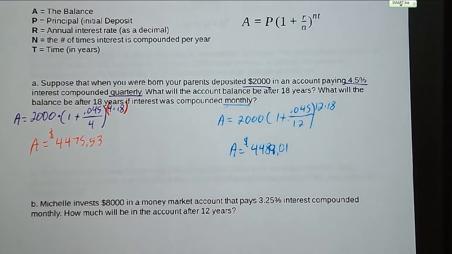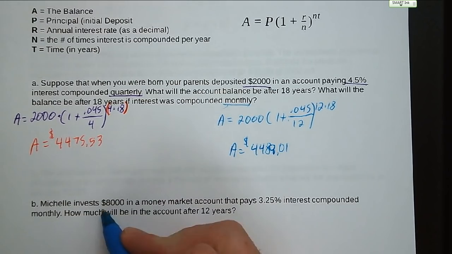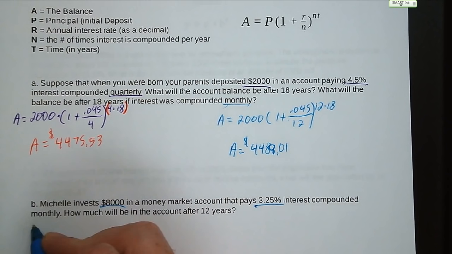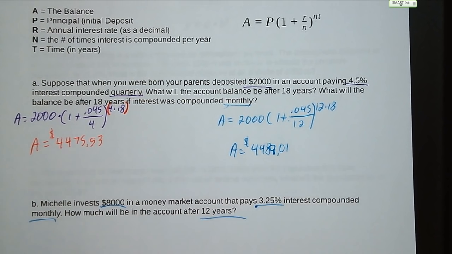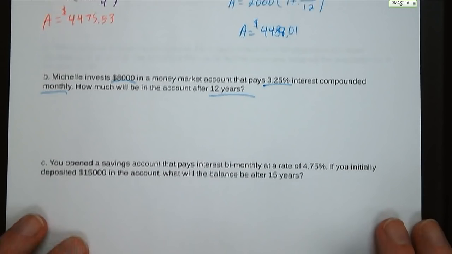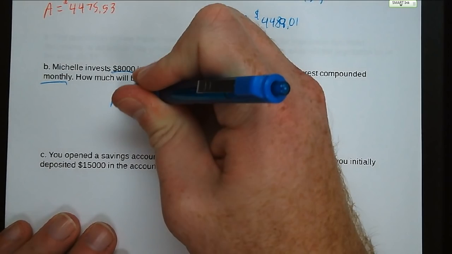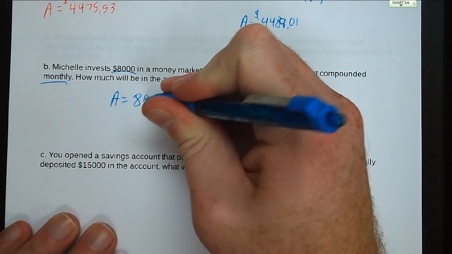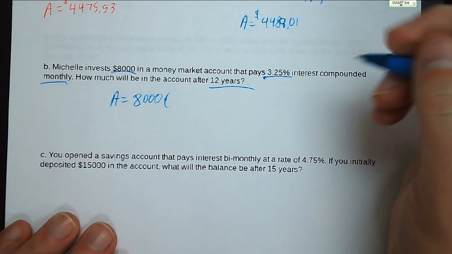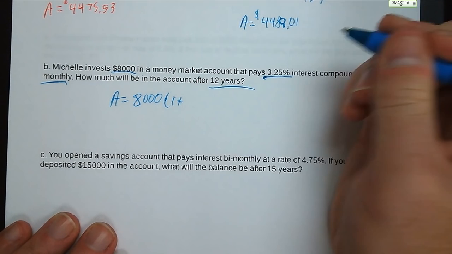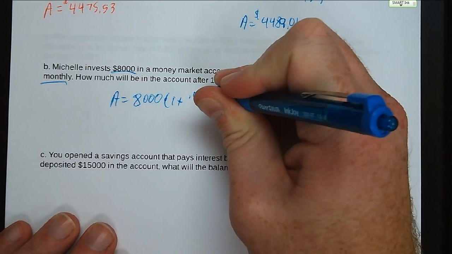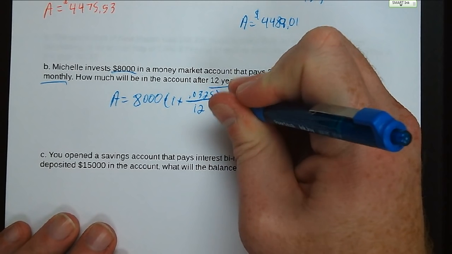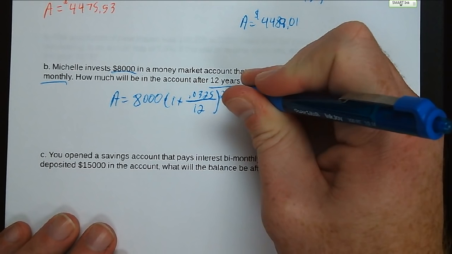Okay. All right, so Michelle invests $8,000 in a money market account that pays 3.25% interest compounded monthly. How much money will be in the account after 12 years? So we start that off, same thing. A, our amount in our account is equal to 8,000 times 1 plus, we've got the interest, 0.0325 over, we're compounding it monthly, so that's 12 times a year, to the 12 times 12.